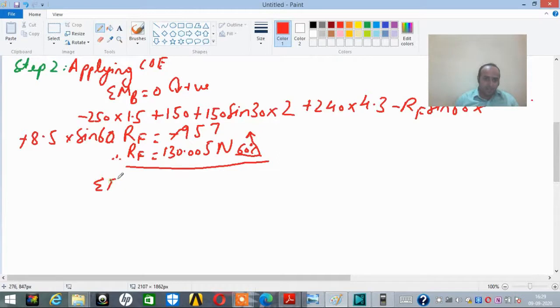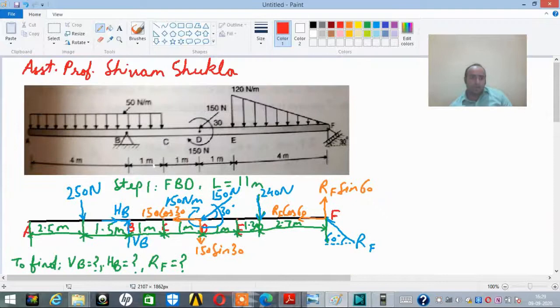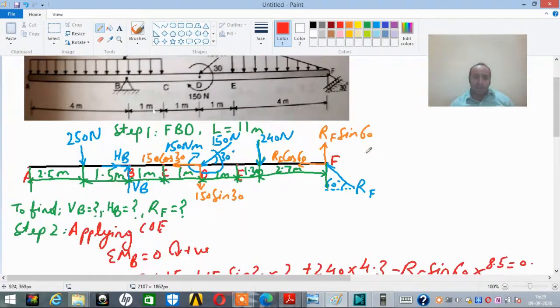So summation Fx is equal to 0, acting towards right hand side as positive. Therefore, by looking at the free body diagram, how the equation will be, HB minus 150 cos of 30 minus RF cos 60. Friends, I forgot to mention this. Why didn't I consider 150 cos 30 and RF cos 60 in the equation of moment? Because these forces were directly acting along the line of action, acting at point B. That is why there was no perpendicular distance. That's why these forces were not considered while taking the moment.